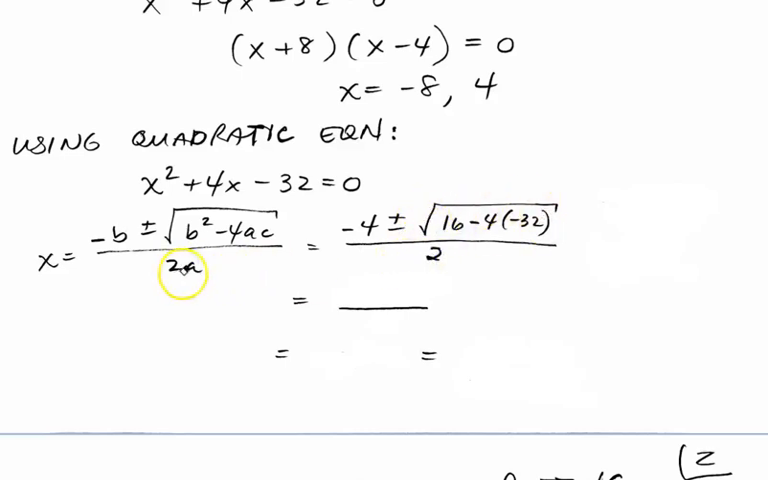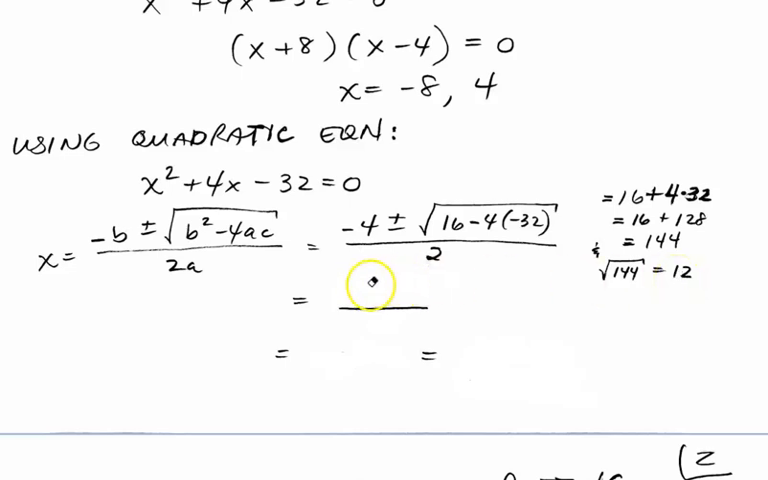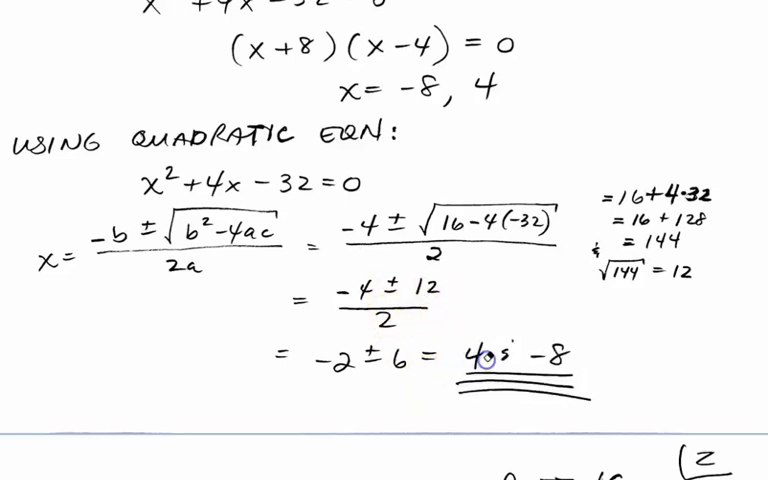On the bottom, we've got 2 times 1, which is 2. So now it just becomes simplification. So this is going to be 16 plus 4 times 32, giving us 16 plus 128, 144. Square root of 144 is 12, right? 12 times 12 is 144. So we end up with negative 4 plus or minus 12 over 2. So those are our two answers. That would be negative 2 plus or minus 6, which would be 4 and negative 8.